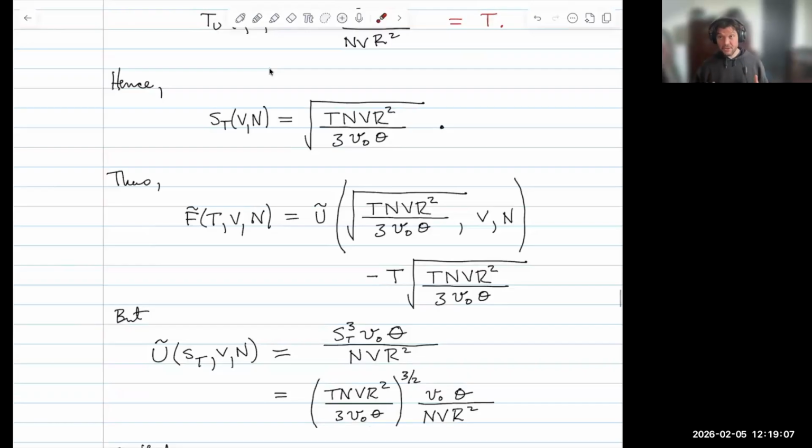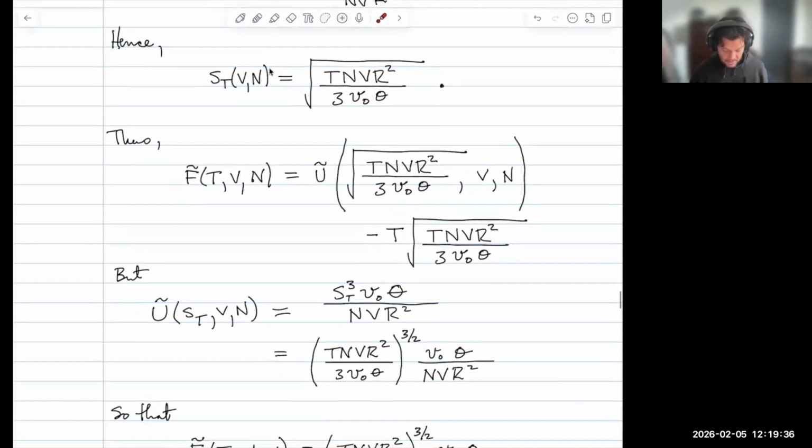So what was our definition? Our definition of the Legendre transform said you had to get this function, you need S sub T, and you're going to put that in the first location of the energy function. That's the definition. Minus T times that same thing, S_T. So U of S_T, V and N, minus T S_T. That's the definition. Weird definition. I understand that, but that's what it is.